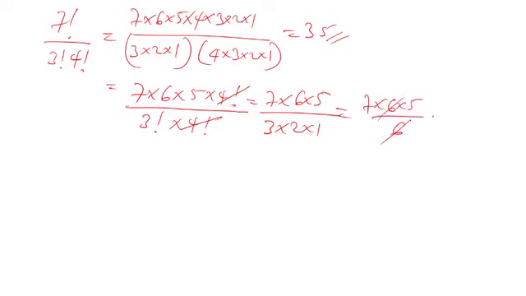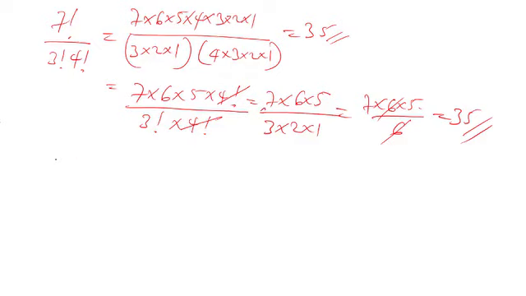So this 6 goes with this. You now have 7 times 5, which is 35. So we still got 35 at our point. But using this method makes your work neater. Now there's one question I want us to try. In how many ways can you arrange the word?